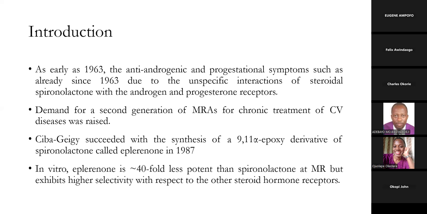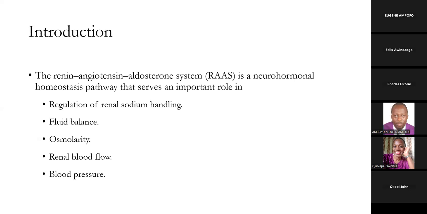So quickly, the drive was to see if they could get another chemical like spironolactone. But that did not happen until 1987 when they were able to synthesize eplerenone. And though it was less potent than spironolactone, it did not have the side effects that spironolactone had. So it was almost a favorite at that time.